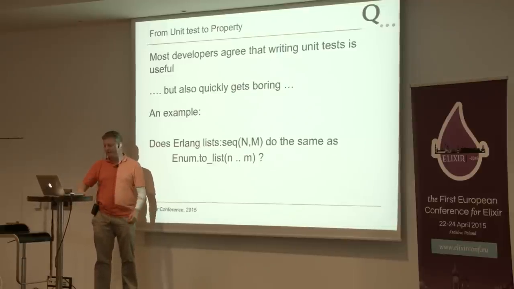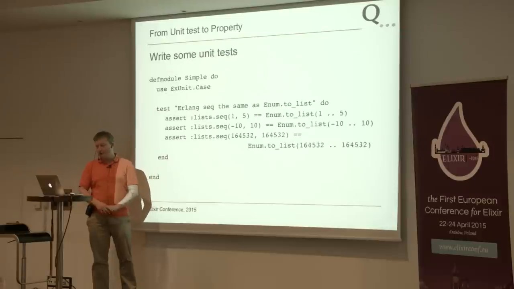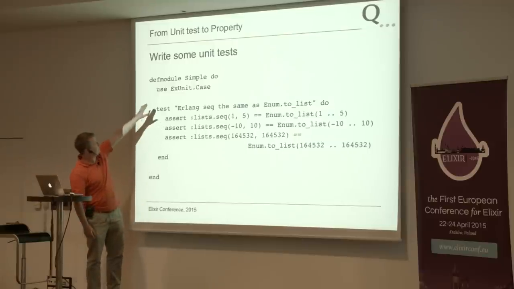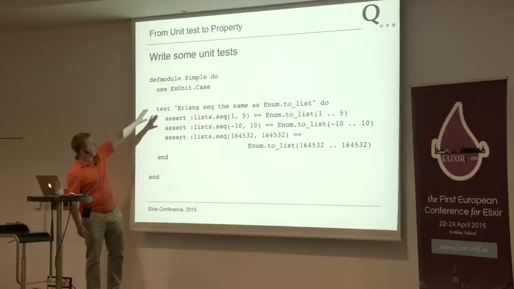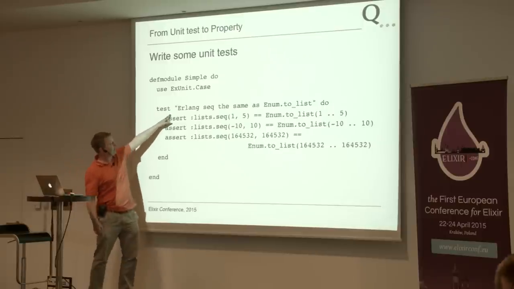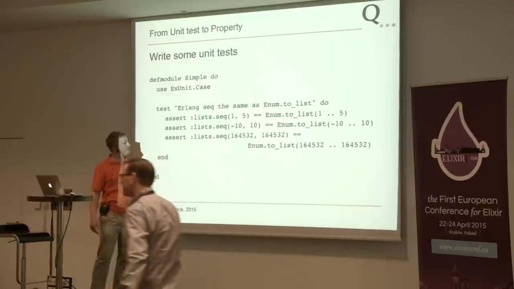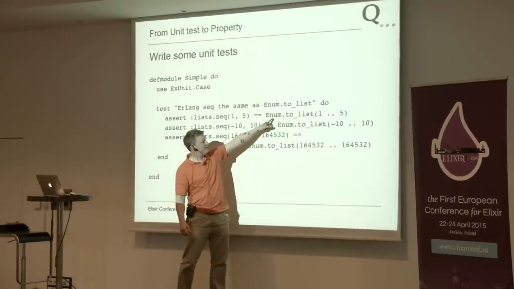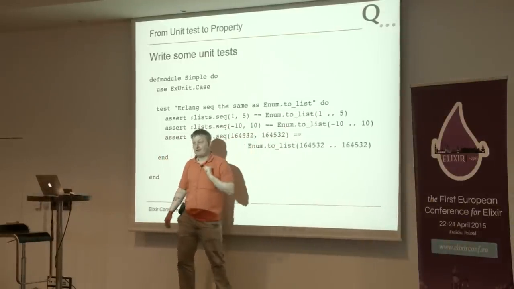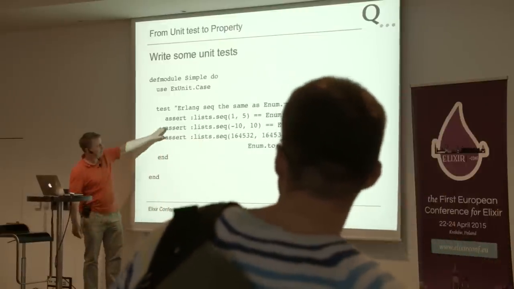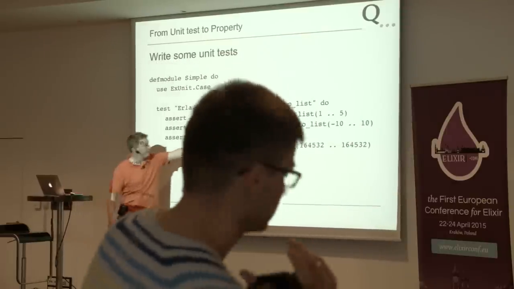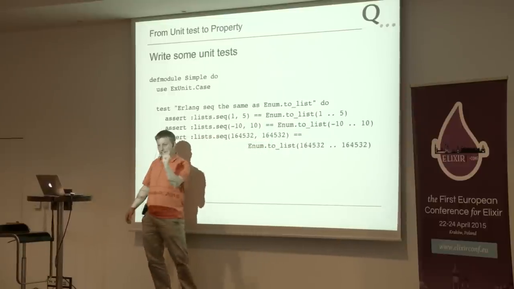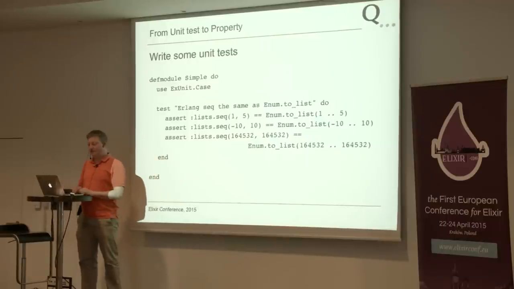So how would you go about that? Well, of course, you will write some unit tests, right? And if you're an Elixir programmer, you would do that using a mix project. So you write your module, simple. You use ExUnit case and you write your test cases. So you give it a good name, right? The things do the same, and you have some assertions, and you say, if I do list sequence 1 to 5 in Erlang, it should better be the same as enum to list 1..5 in Elixir. Right? That's just what it should do. And the same for a negative number on the left and a positive number on the right-hand side. And let's try another border case. We have a rather big number and another rather big number, but only one element. And then you can run those tests and they will pass.